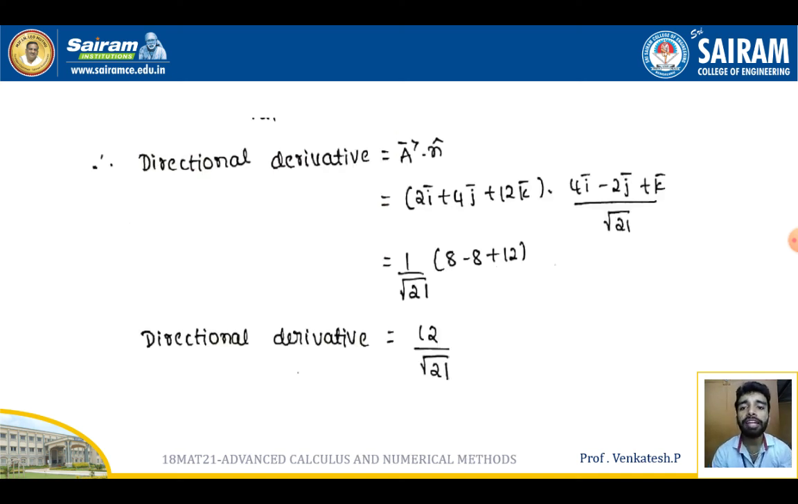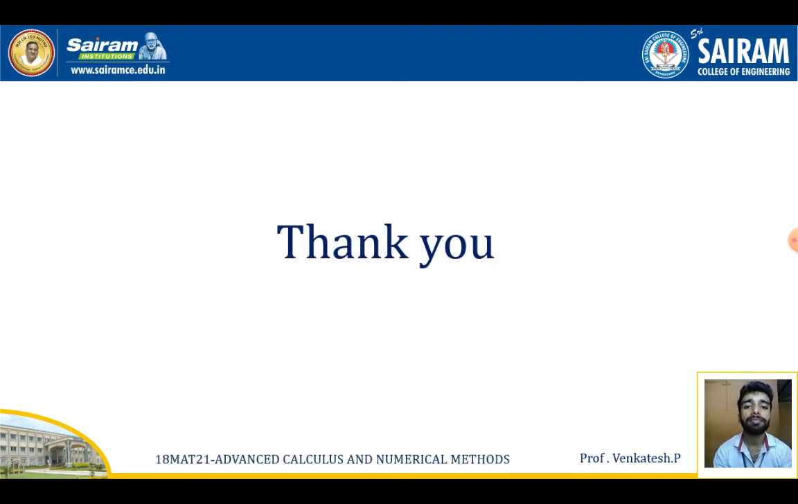Now I'm going to find the directional derivative. It will be equal to A dot n cap. So 2i plus 4j plus 12k dot with 4i minus 2j plus k by square root of 21. Since dot is there, multiplying i with i, j with j, k with k, I'll be getting 1 by root 21 into 8 minus 8 plus 12. The answer will be 12 by root 21. I will get it. Thank you.